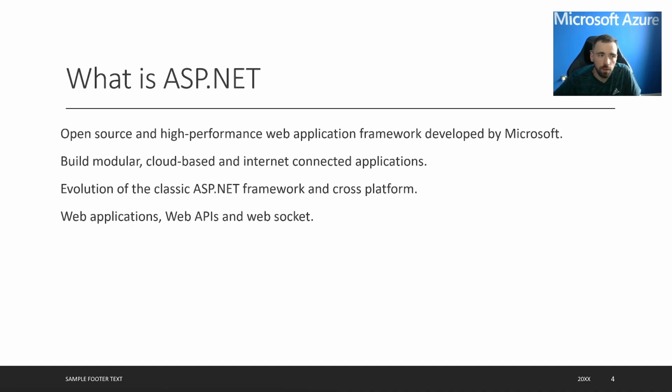ASP.NET is an open source, high performance web application framework developed by Microsoft, and it enables you to build modular, cloud-based and internet-connected applications. It is an evolution of the traditional ASP.NET framework and .NET Framework, and one of the key things added in this version is that it is now cross-platform. It allows us to write web applications, web APIs, and web sockets.